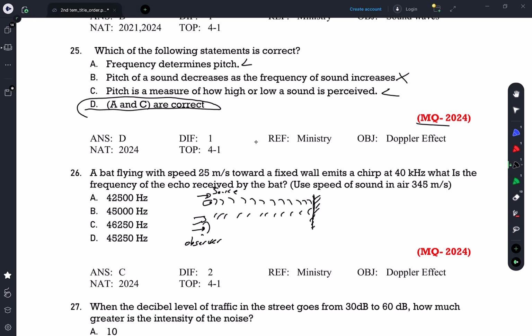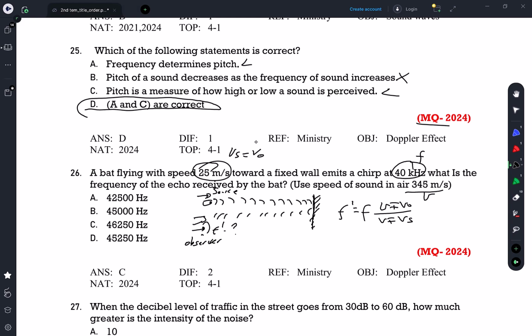So this speed is going to be the source speed and, at the same time, the observer speed. The speed of sound is given. We need to calculate f prime. The original frequency f is given, and f prime is going to be calculated. Now, I know f prime is equal to f times (v plus or minus vo) divided by (v plus or minus vs).